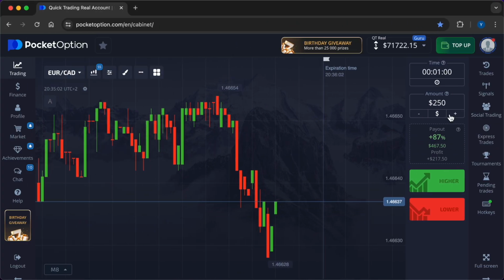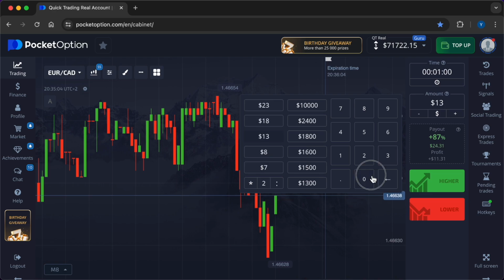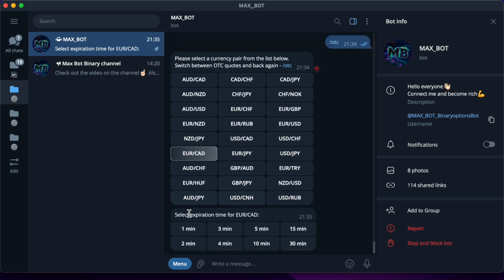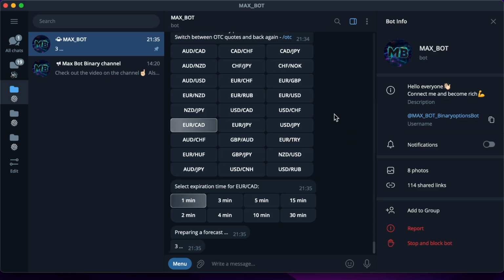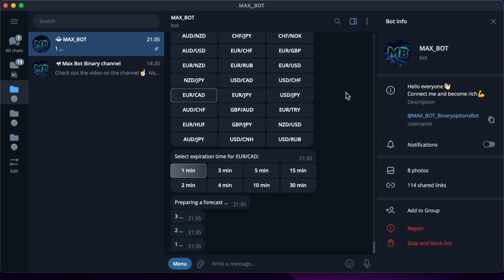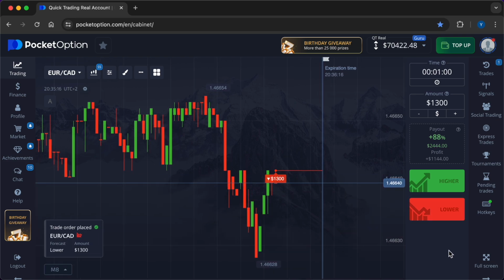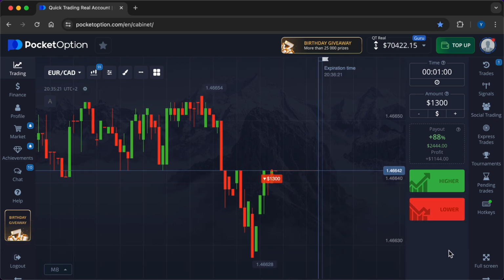Let's get to work. I will make a trade with the Euro, Canadian dollar currency pair. There is a high payout here. The expiration time is 1 minute. The first investment is $1,300. Instantly I get a prediction from the neural network: lower. In this case, you need to click on the red button on the broker's website.